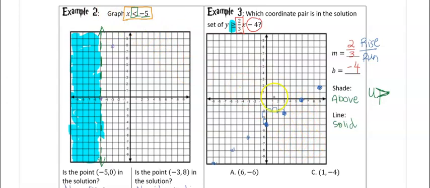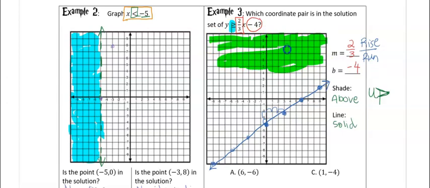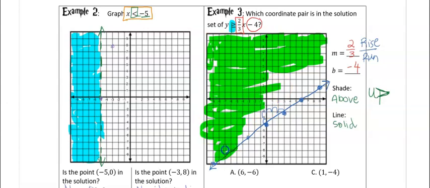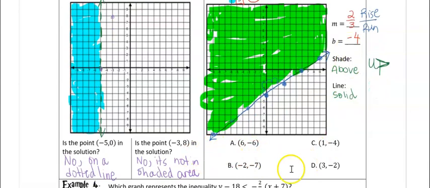Let's do dark blue. My solid line with my arrows. And I'm shading above that line. Let's use a green this time. Okay. So the question is asking which coordinate pair is the solution. So which one of these, A, B, C, or D, is considered a solution?